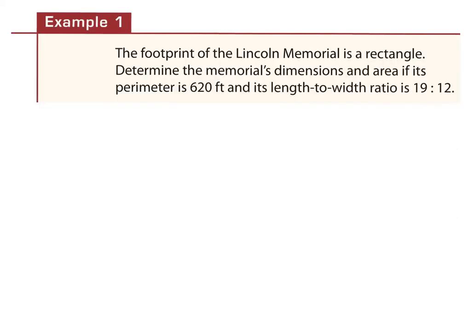So let's look at some examples. The footprint of the Lincoln Memorial is a rectangle. Determine the memorial's dimensions and area if its perimeter is 620 feet and its length to width ratio is 19:12. Okay. So there's some keywords here. The first keyword, if I were reading this problem, would probably be the word rectangle. All right. Why? Well, they're asking about area and they're talking about dimensions, right? So chances are good I probably want to sketch a rectangle, but that's a keyword.